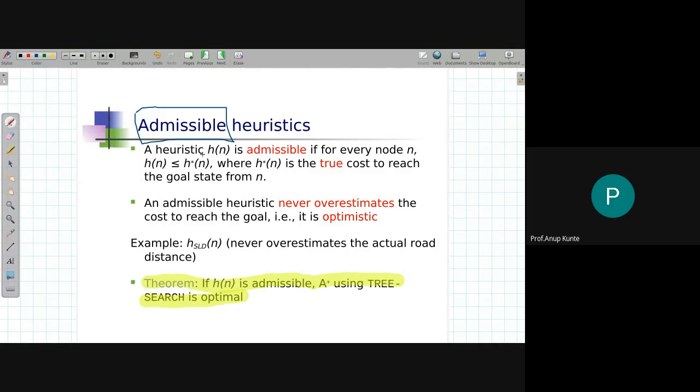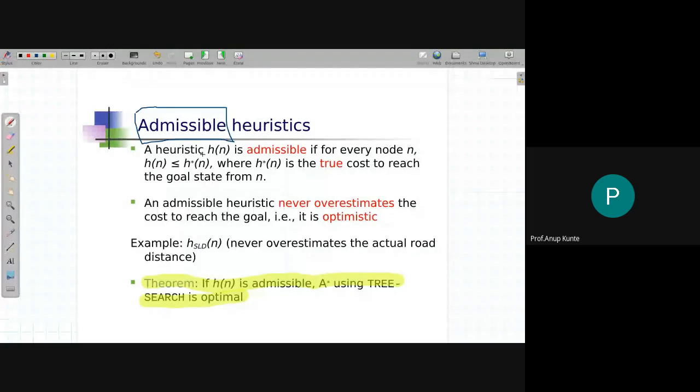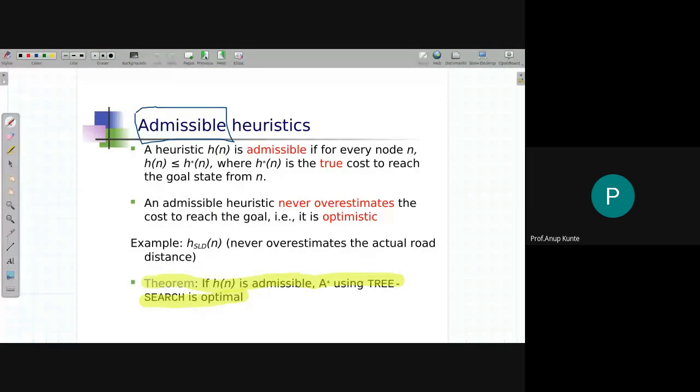Now, this particular definition, admissibility of heuristics, comes into the picture because there are multiple heuristics possible, and we want to find a heuristic which is better than the other, or which will give us a better result. That's why we are going to learn these properties of heuristics. Two properties are there. One is admissibility, and the other one is consistency. Both the properties we'll learn one by one. First, the definition of admissible heuristic.